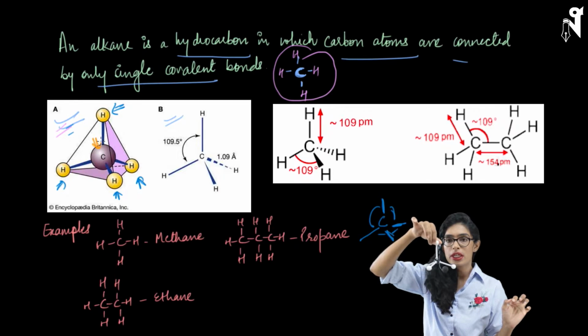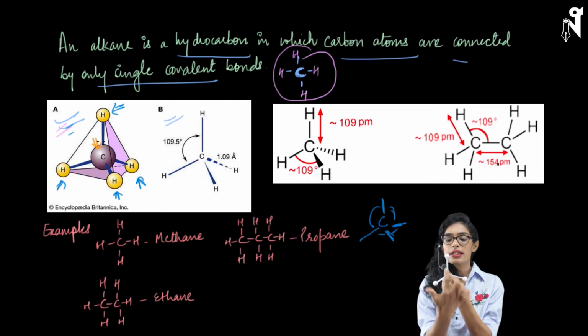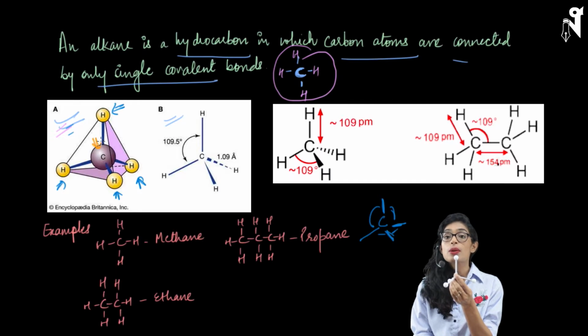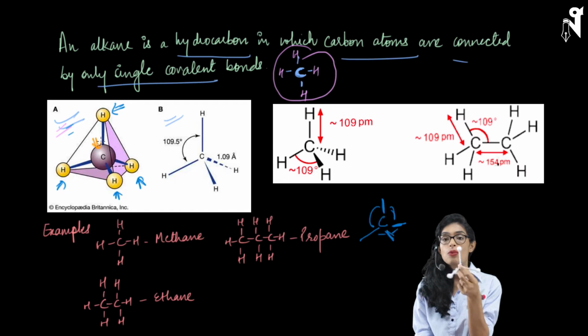All these bonds are equidistant to each other. If you draw a 2D representation of it, it looks like these two bonds are closer and these are far away. That's how it looks in the picture, but that's not how it exactly is. This is your smallest alkane.